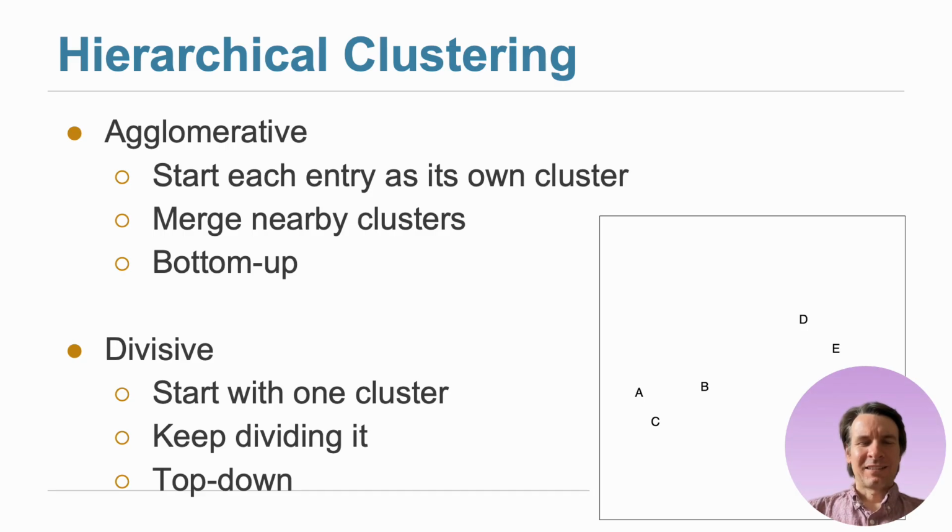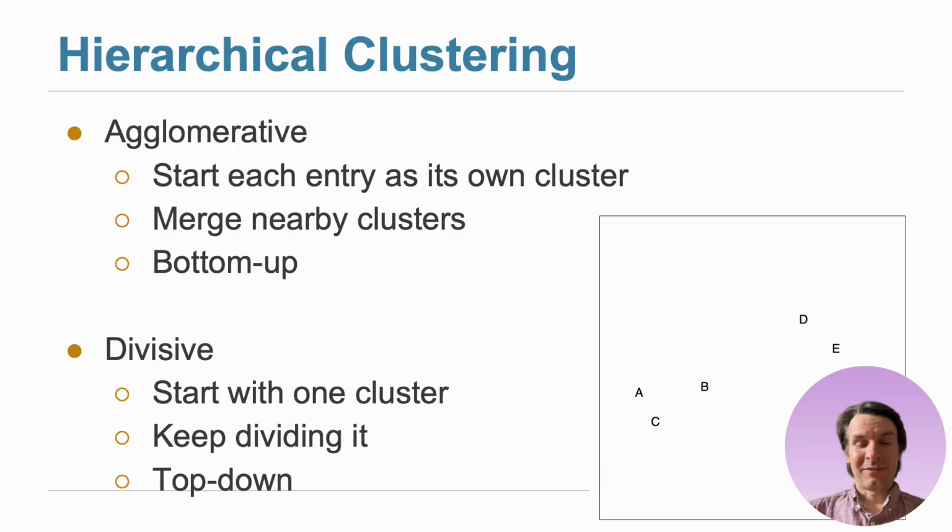Another type of clustering is hierarchical clustering. In this case, you start with each point being its own cluster, and you try to merge nearby clusters. It's called bottom up. Or you do the opposite. You start with everybody in one big cluster, and you try to divide the cluster into smaller ones. So keep dividing until eventually you have clusters of size 1. In the bottom up, you keep merging until everything is in one cluster.